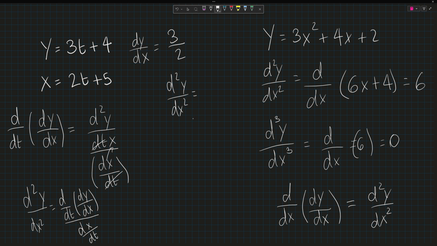So, let's see how this works now. So dy over dx is 3 over 2, and I'm going to take the derivative of that with respect to t, which is going to be 0. And I'm going to divide that by dx over dt, which is 2. 0 over 2 is 0, so the answer is basically 0. And there you have it.